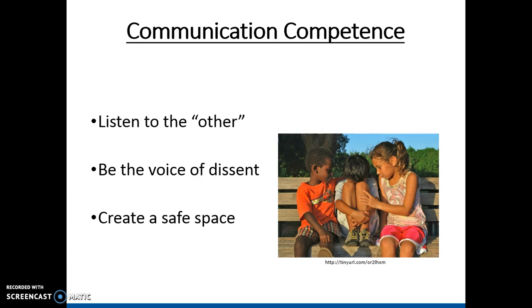Competent communicators are also willing to be the voice of dissent. There are times where that person in a minority group may not even be in the room, but you can be the voice of dissent. You can say, well, are all people of that group like that? Or just one person that you met that one time? Standing up for a group of people who you don't even belong to shows your communication competence. Again, it shows how you're willing to emphasize similarities as opposed to differences. And it ties into that next concept, creating a safe space.